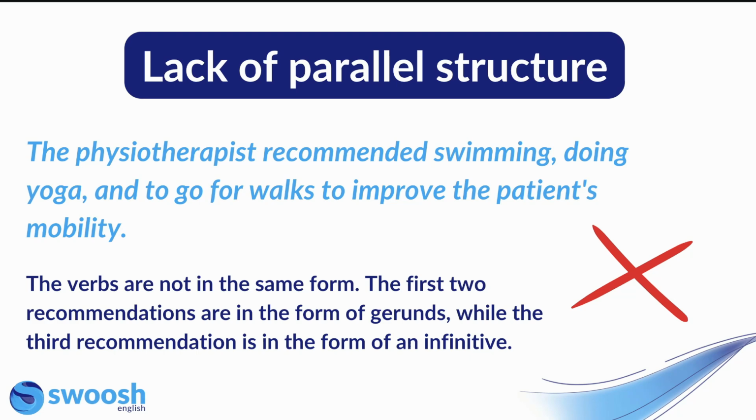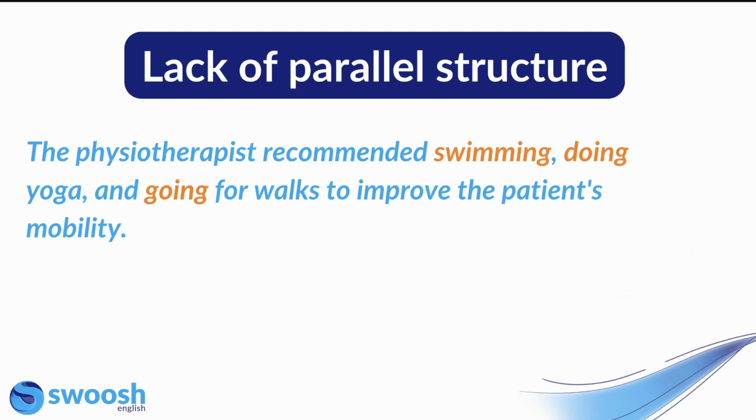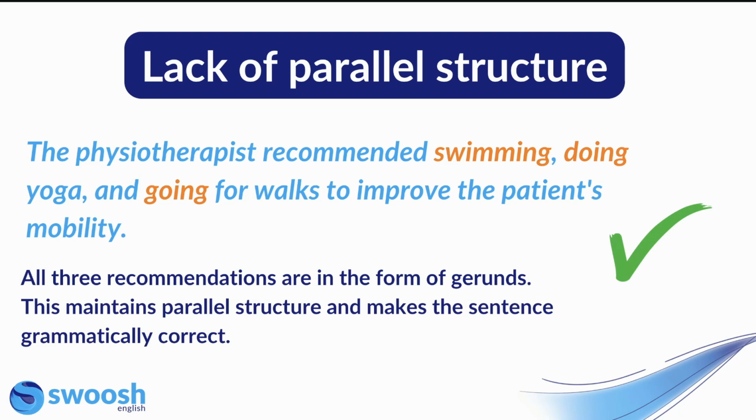However, the third recommendation is an infinitive form, to go for walks. So this reflects a lack of parallel structure. We need those verbs to be in the same form. So the correct version would be swimming, doing yoga, and going for walks. Remember, after the verb recommend, we need to use the gerund, and all of those verbs need to be in the gerund form. So as you can see now, all three recommendations are in the same form, which maintains parallel structure and makes the sentence grammatically correct.